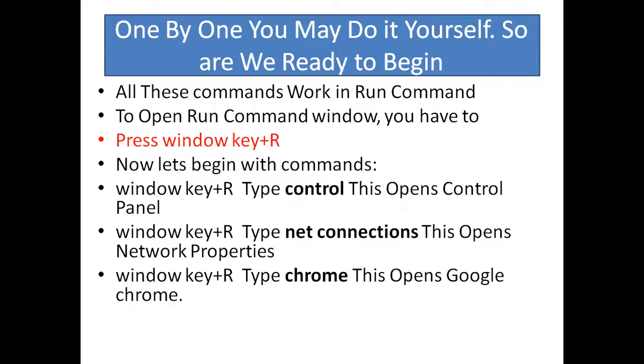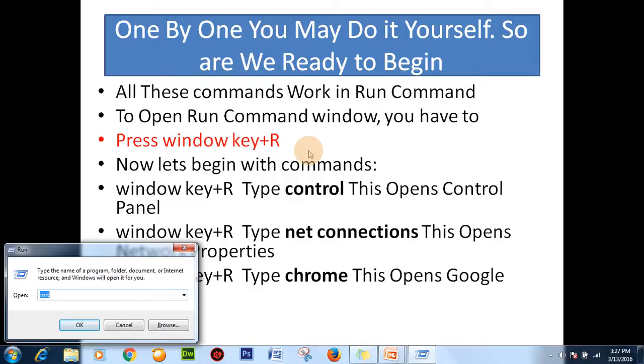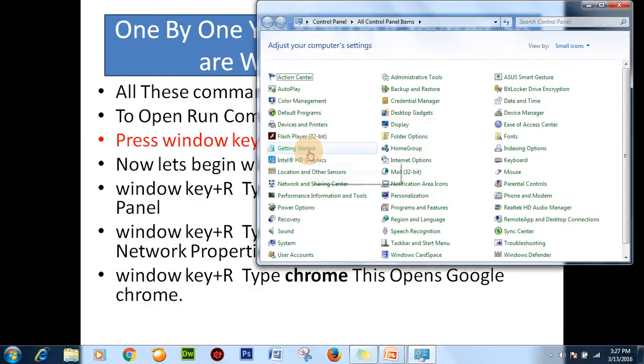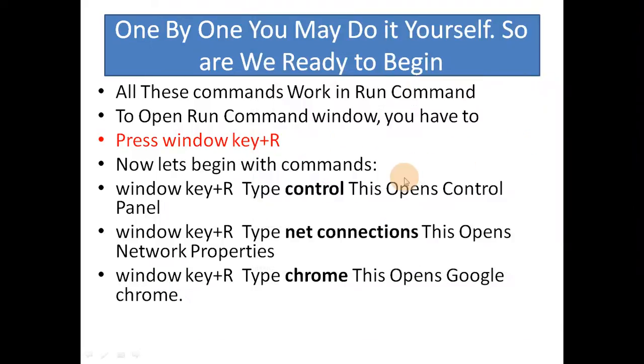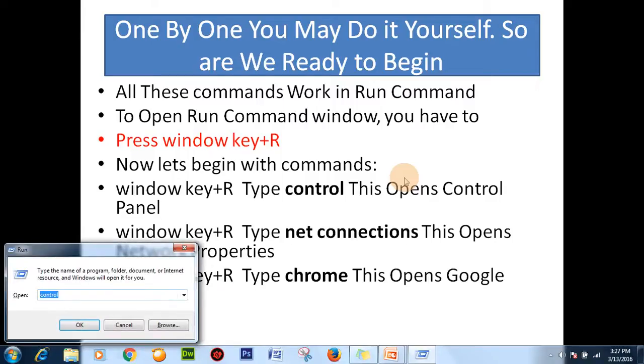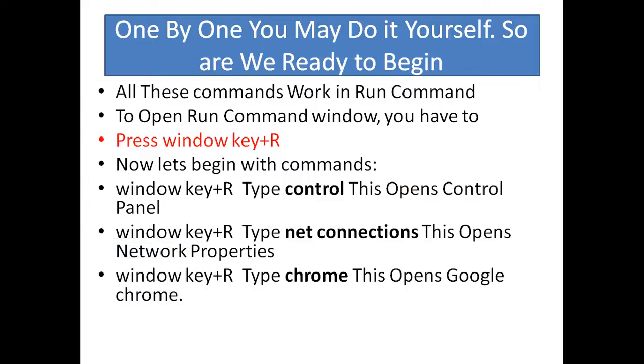Now first of all, you need to open a Run window through Windows R. Now you can type here control and you will see the Control Panel gets open on your screen. Next, let's move to the next command, that is net space connections. Make sure there is a space after net. Now click OK. You will see a black window comes up and it goes back. So this command opens the network connections.